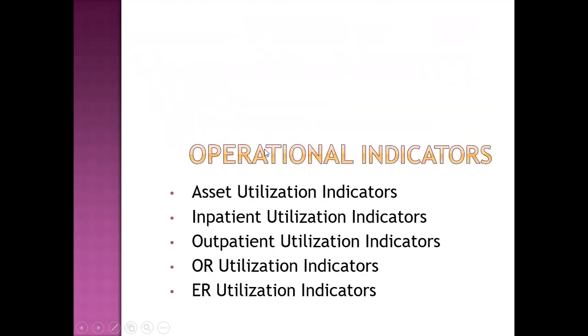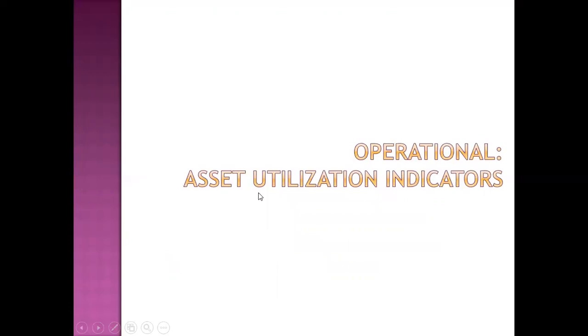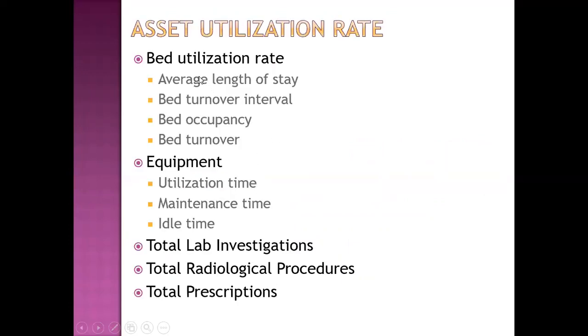Then operational indicators. Operational indicators I'll talk under following headings: asset utilization indicators, inpatient utilization indicators, outpatient utilization indicators, operation room utilization indicators, emergency room utilization indicators. So first, asset utilization indicators. So bed utilization include average length of stay, bed turnover interval, bed occupancy, bed turnover. So these are the indicators of bed utilization.